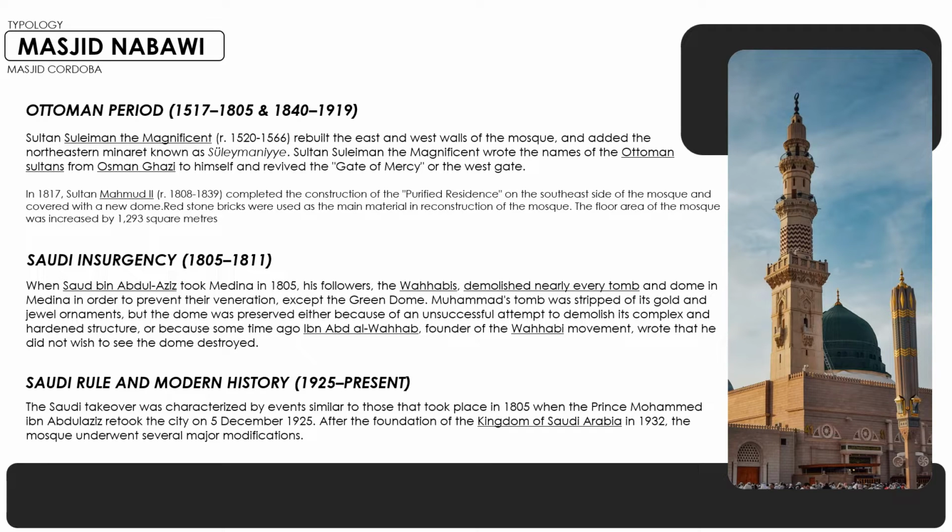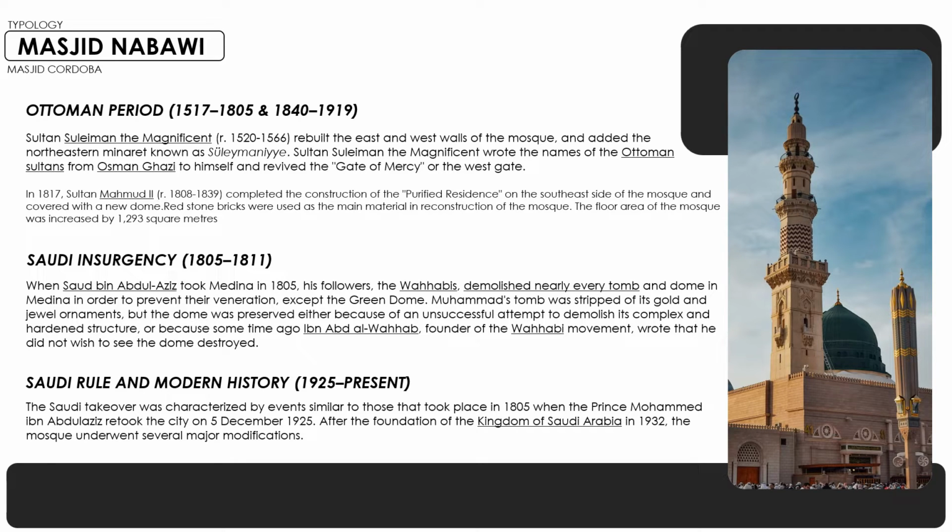The fourth one is Saudi insurgency. When Saud bin Abdul Aziz took Medina in 1805, his followers, the Wahhabis, demolished nearly every tomb and dome in Medina in order to prevent their veneration, except the Green Dome. Muhammad's tomb was stripped of its gold and jewel ornaments, but the dome was preserved either because of an unsuccessful attempt to demolish its complex and hardened structure, or because some time ago Ibn Abdul al-Wahhab, founder of the Wahhabi, wrote that he did not wish to see the dome destroyed.